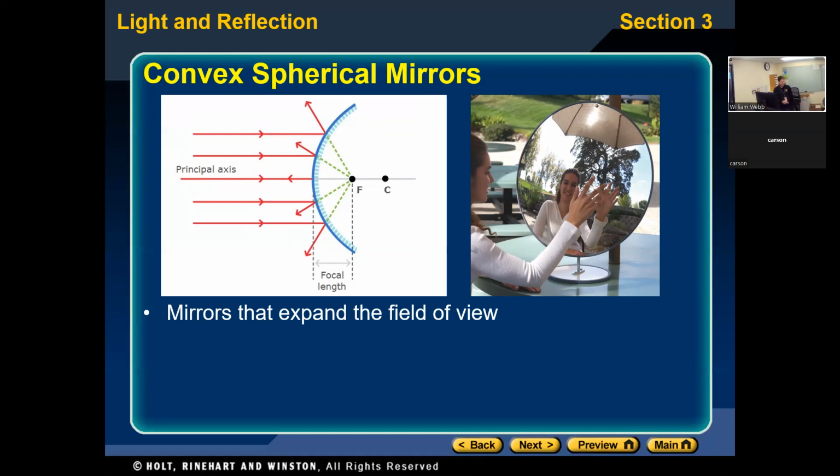So in a store, you don't want to see just one little part of the store, right? So if they curve the mirror, now they can see a broader view of the store being reflected.